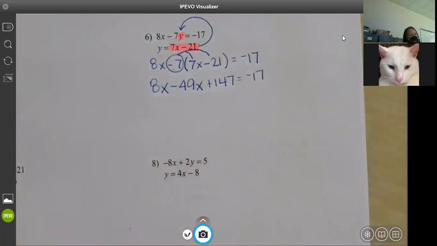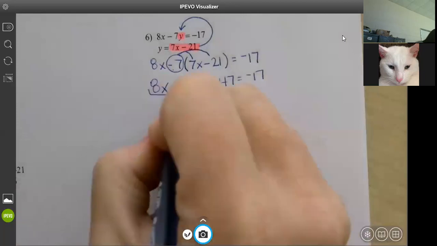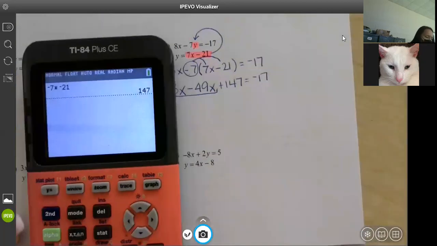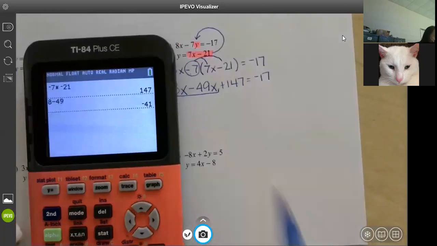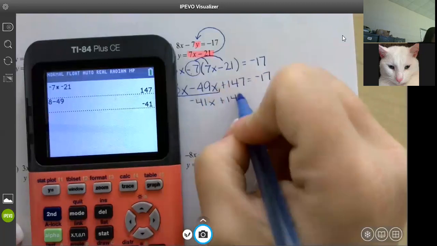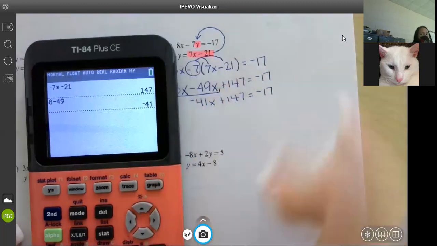What would I have to do now? You can, but what else do you see? That is perfectly fine. That is not the wrong answer, okay? What else do you see? Yes, right here. Combine your like terms. You could do that after the 147. That's perfectly fine. So I'm going to combine these. We had 8 minus 49 gives us negative 41x plus 147 equals negative 17. Perfect.